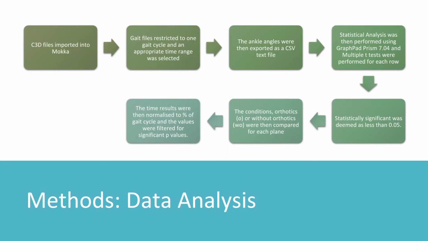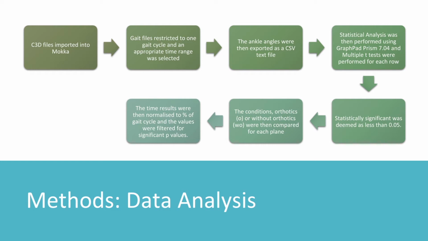After the files were exported from Vicon, the C3D files were imported into Mokka. The gait cycle was then restricted to a certain time range to reflect one full gait cycle. Certain parameters that we then measured, such as the ankle angles, the moments at the ankle, as well as the ground reaction force, were then exported as a CSV text file. Statistical analysis was then performed using GraphPad Prism 7.04, and multiple t-tests were performed for each parameter for both conditions.